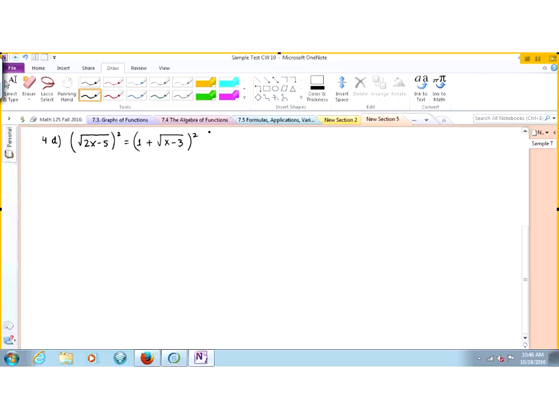So we could square both sides. And what is square root of 2x minus 5 squared? 2x minus 5. Okay, so be careful here. What is 1 plus square root of x minus 3 squared? This is a binomial, so we expand it. Yes. So 1 plus square root of x minus 3 times 1 plus square root of x minus 3.